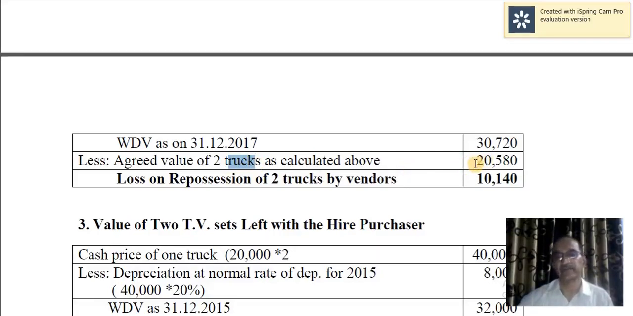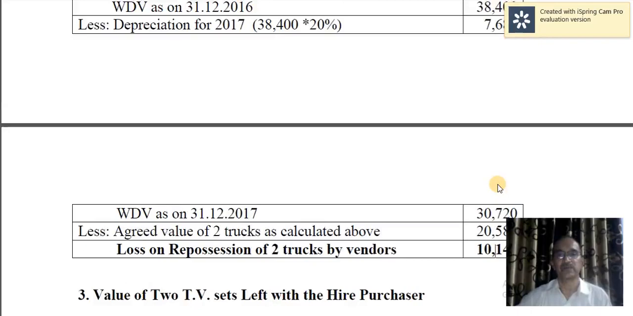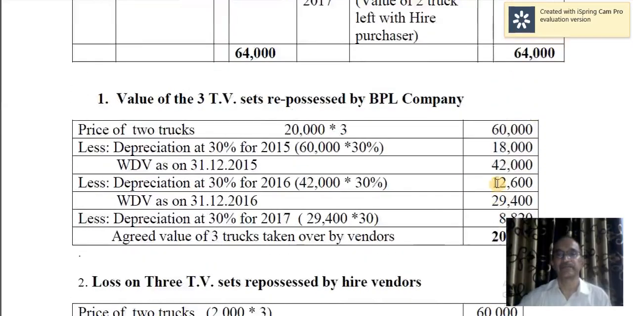Agreed value on these three TV sets rather taken over, it is 20,580. Here it is 2, not 2, it should be 3 TV sets as calculated above, 20,520. This is the agreed value. This is the normal value. So the loss is 10,140. So that is why, see, it is written here.